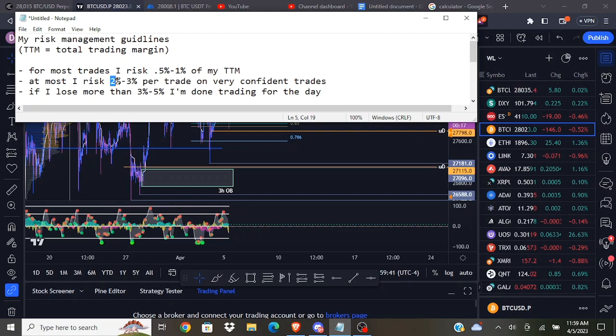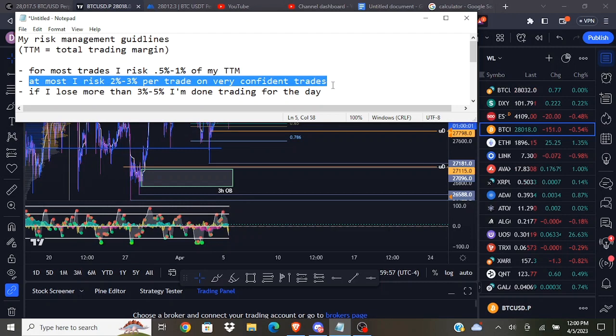I think I may have taken some 2% trades, definitely some like 1.5% trades where I took a little bit more risk because I was a little bit more confident in it. But at most, I will risk 2% to maybe 3% on a very confident trade.